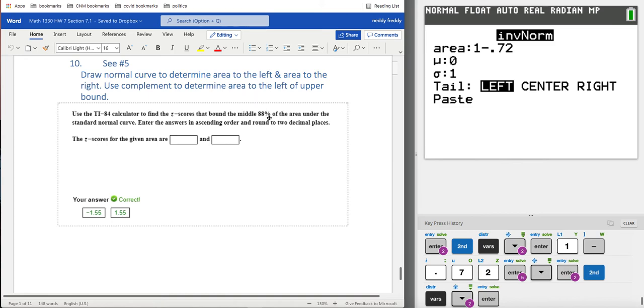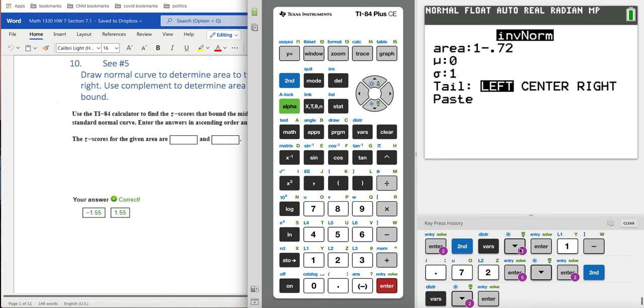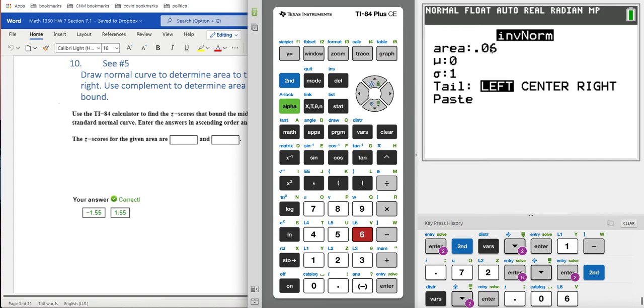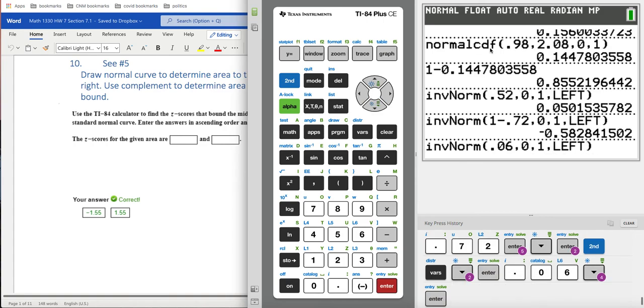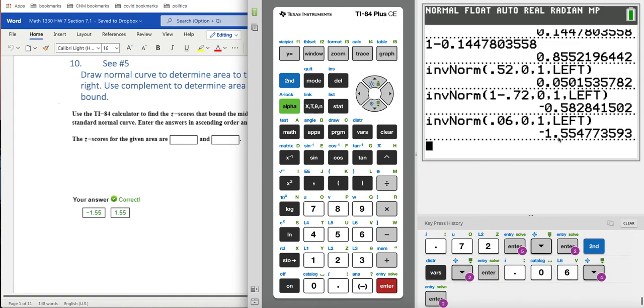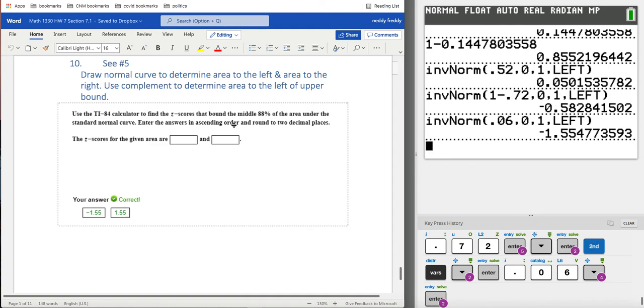So we're just going to calculate the left tail. Since each tail has 6%, the left tail has 6%, but the area is 0.06 because it always has to go in as a decimal. We leave everything else alone and paste. And we get negative 1.55. But because it's symmetrical, we don't actually have to do the calculation for the right. It's going to be the positive version of the same number. So that is the simplified way to do this.